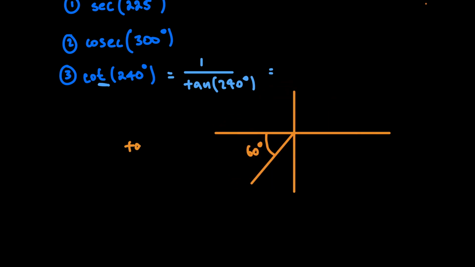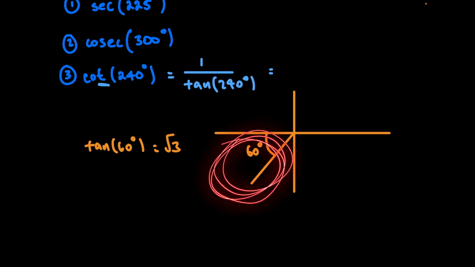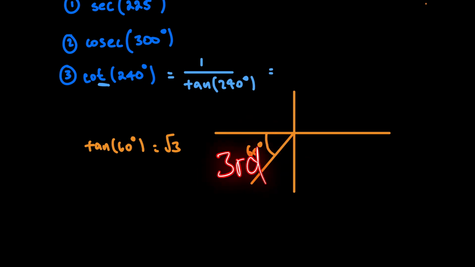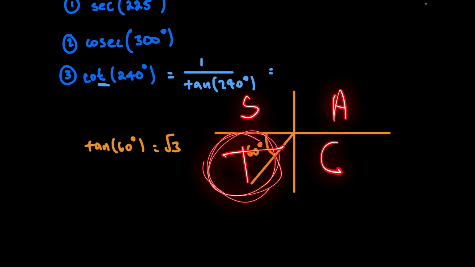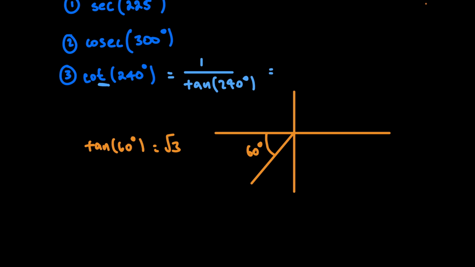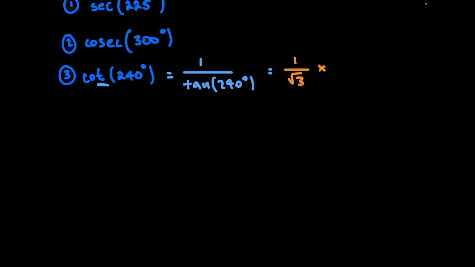So now let's work out what is the tan of 60 degrees. Tan of 60 degrees, if we have it memorized, is simply just root 3. But is tan in this quadrant positive or negative? Well, in the third quadrant, tan is actually positive, okay, because it's A, S, T, C. So T is actually positive in this quadrant. So now what we can do is we can simply just write 1 over the square root of 3. And that just simplifies down. If we times the top and bottom by square root 3, that simplifies to square root 3 all over 3.